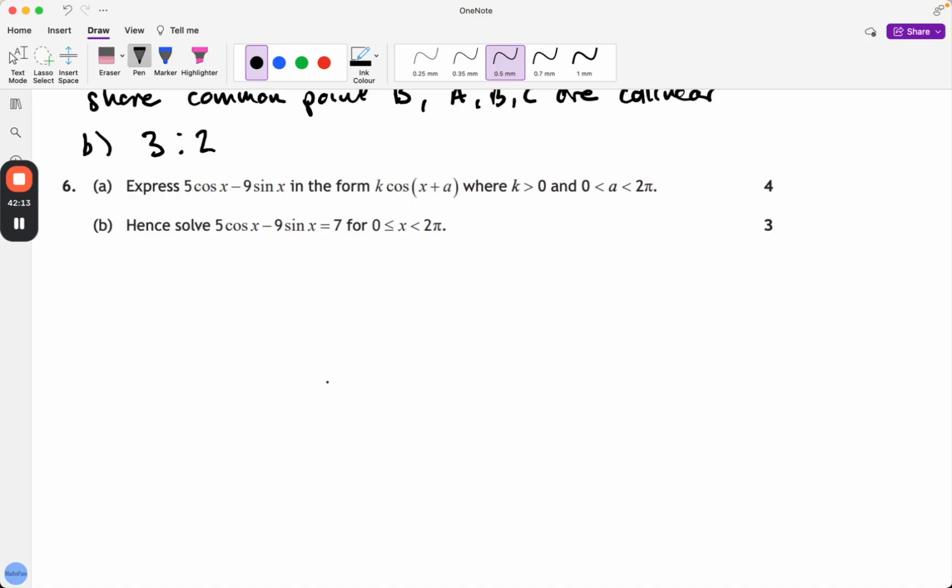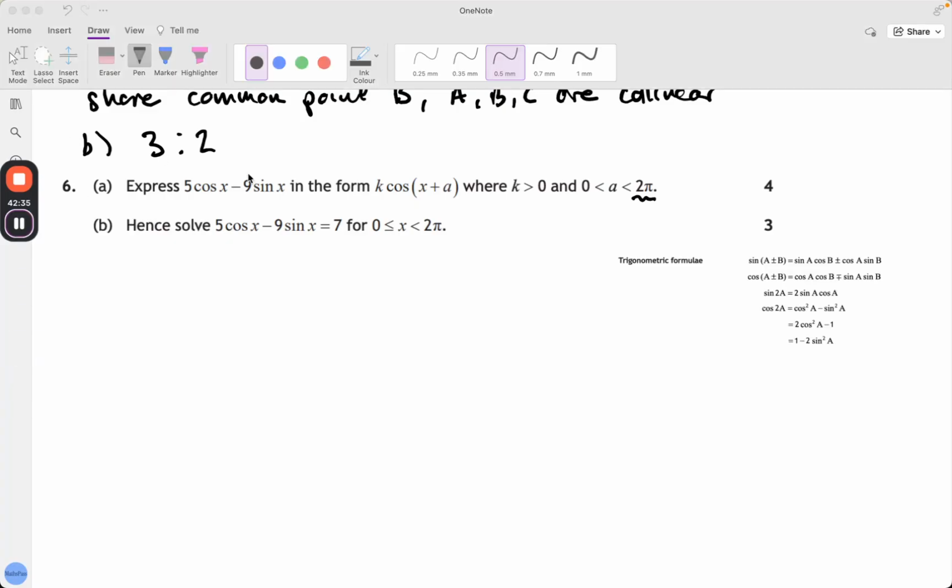Grand. So there's a couple of different things to think about here. As soon as you see this sort of question, you want to be thinking about your wave function. You also just want to notice that a is between 0 and 2 pi, so we're talking about radians here. First thing you want to do though is just get your expansion for k cos of x plus a. So I'll do that now.